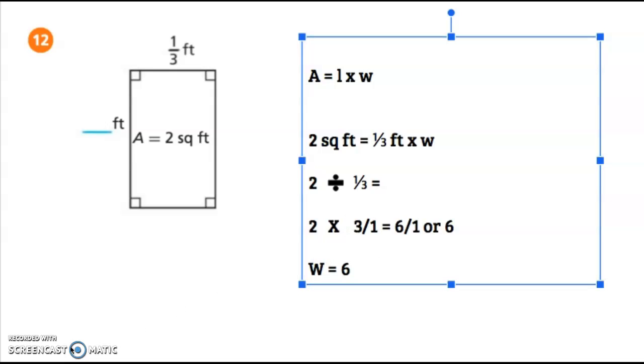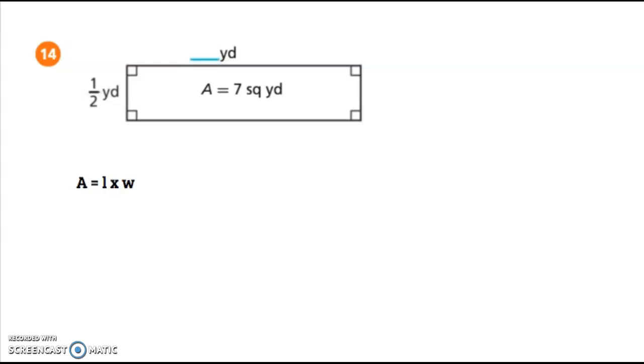Let's try one more together. All right, here is our new problem. We have our area and we have our width, but we do not have our length. So when we think about our formula, where are you going to put the numbers that we have? Think about that. All right, when we plug in our numbers, we have 7 square yards equals our length times 1/2 yard. So now I need to write this out in my division problem. Remember, I'm doing the opposite operation. So I need to use my division.